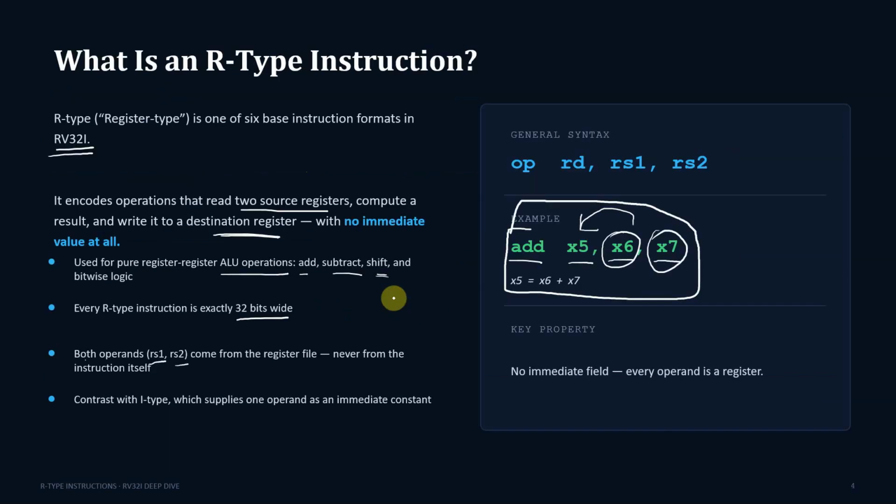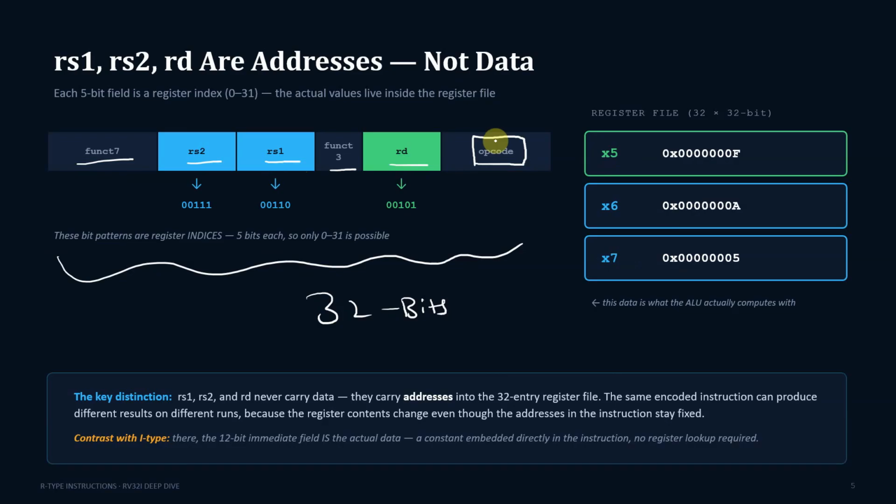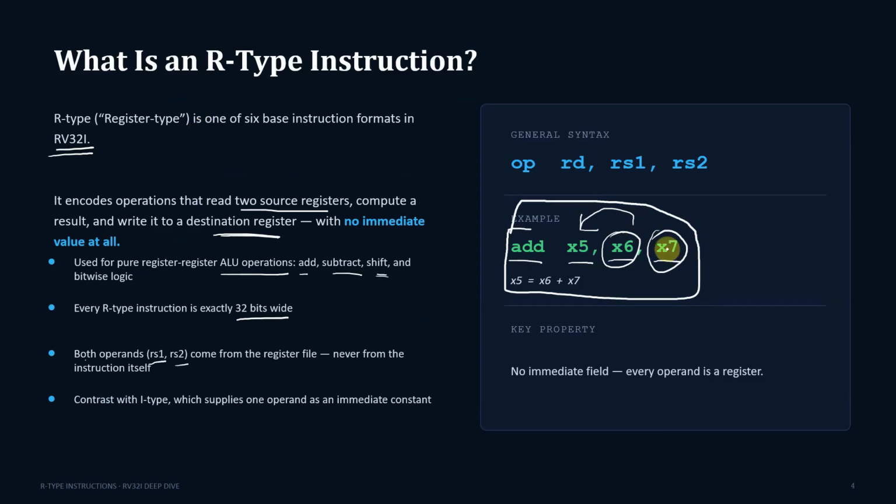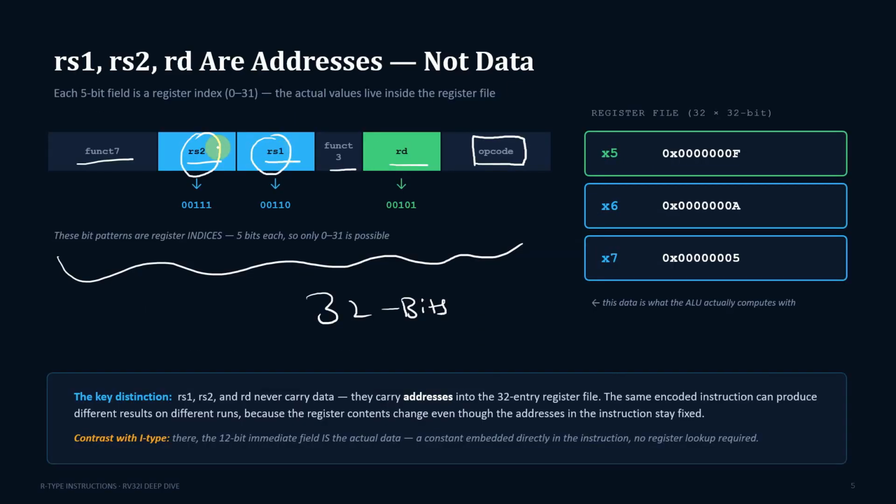Whatever instruction we are writing, add x5, x6, x7, will be converted into a 32-bit format, where this 32-bit format has these fields: opcode, RD, function 3, RS1, RS2, and function 7. RS1 and RS2 are my source register addresses. These are my source registers. This is not the actual data. This is nothing but the register where the actual data is present.